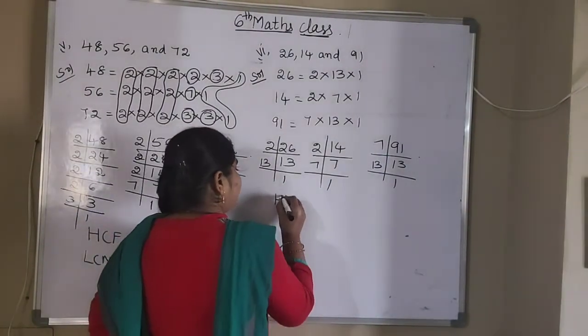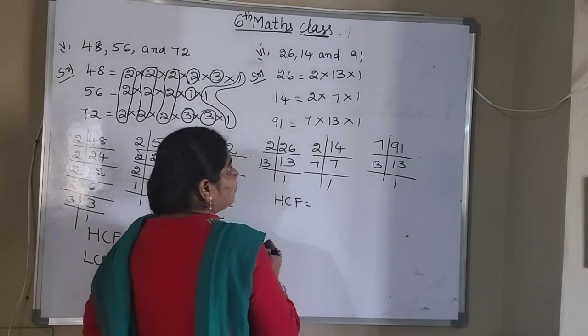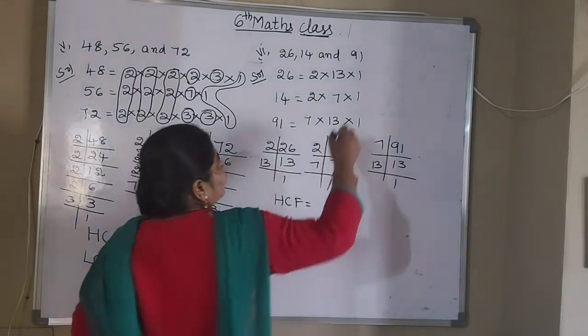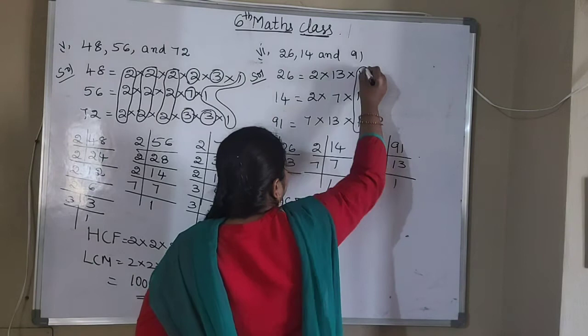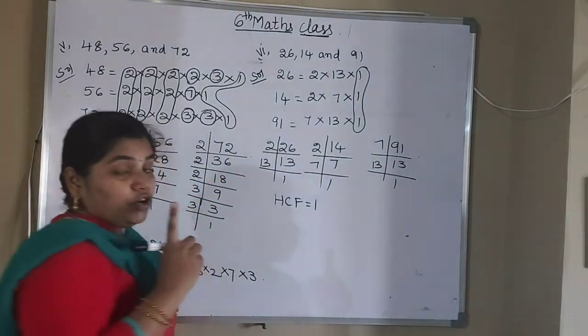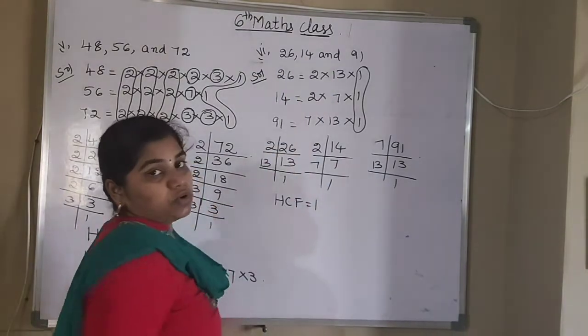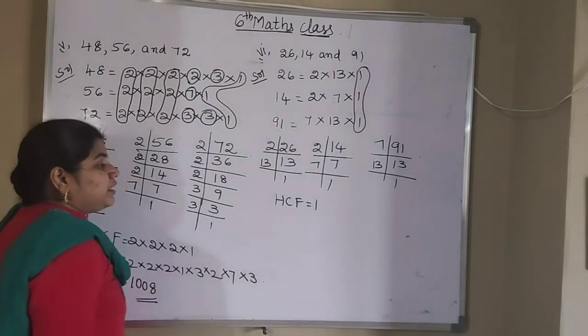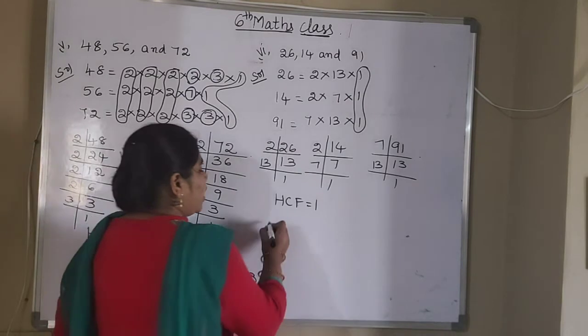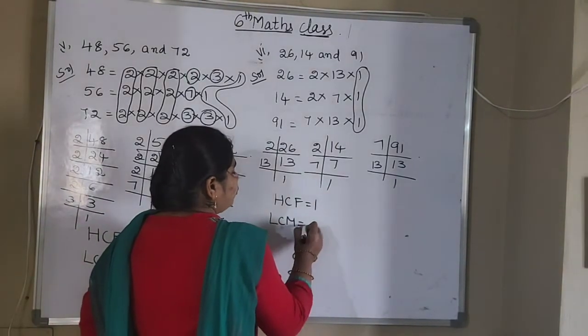Okay, so now first we have to find the HCF. What is the HCF value? In 3 numbers, what is the common value that will become the HCF? So what is the HCF here? 1 is the HCF. Here you got the HCF as 1, so you can say that the 3 numbers are co-primes also. Now we have to find the LCM. So how to find the LCM?